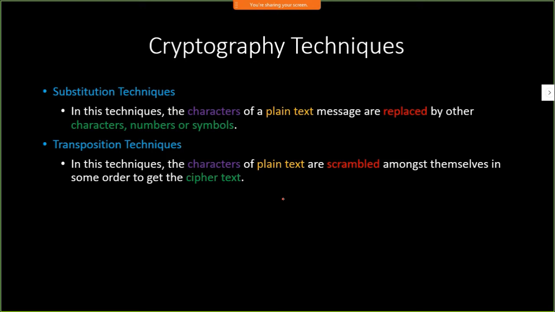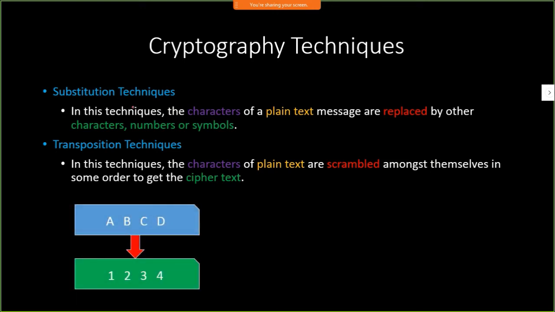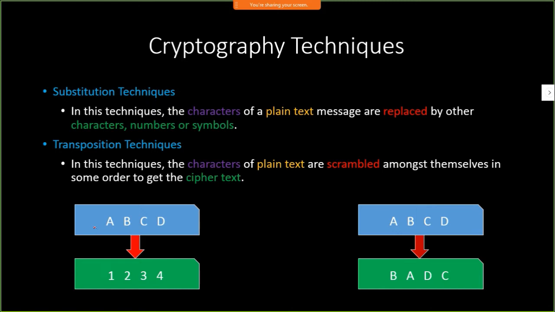Just wait, we will discuss the transposition technique later. Here we will start with the substitution technique. If the text is ABCD, it will be replaced by 1 2 3 4, or another symbol, replaced by another character which is not related to this character. And the transposition technique is scrambled among themselves in some order to get the ciphertext. Scramble the order. That means if the text is ABCD, it is scrambled to BADC in this order. That is called the transposition technique, and the other is called the substitution technique.